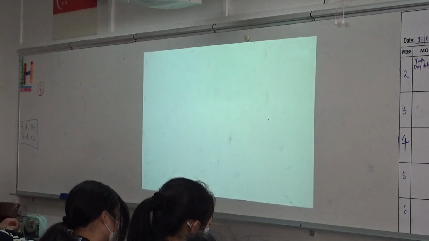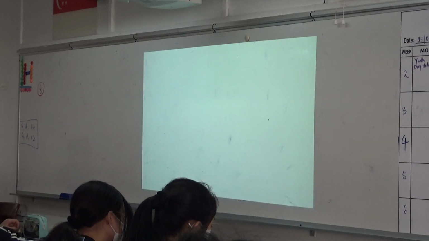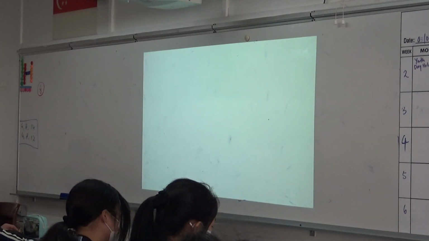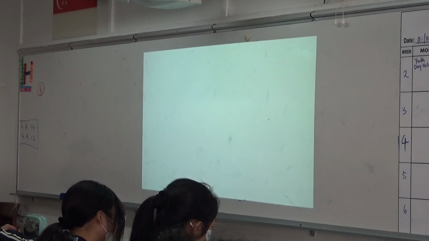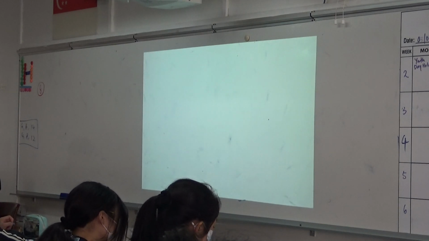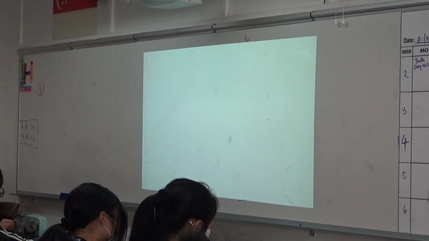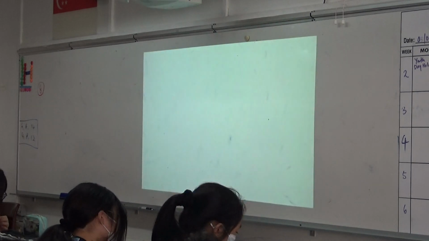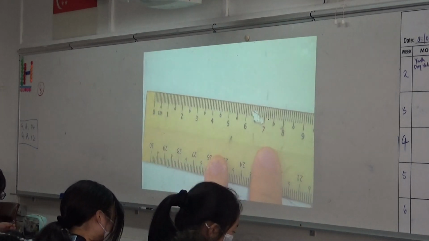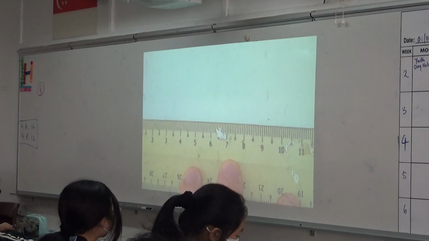Okay? Now, when we draw a line segment, all of you listen to me carefully. Let's say I want a line segment of 5 cm. Can everybody look here? This is a ruler. Alright?